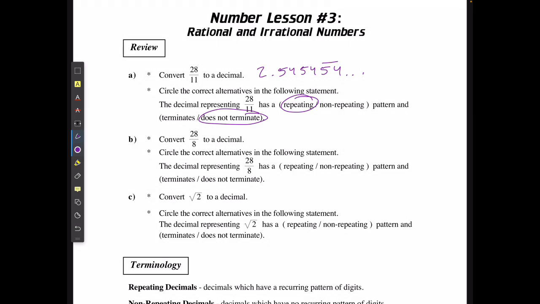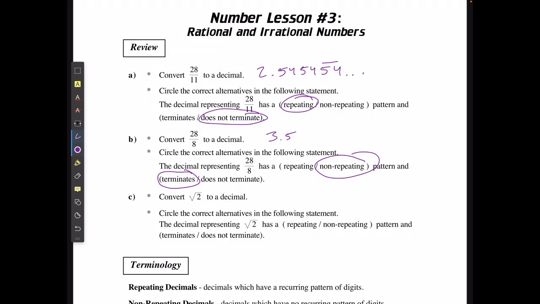If I take 28 over 8, then 28 over 8 is the same as 3.5. 3.5 doesn't have any repeating pattern, but it terminates. It's got an endpoint where after the first digit after the decimal, there's nothing afterwards.